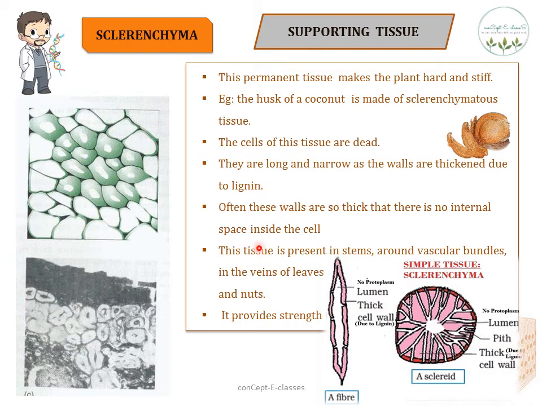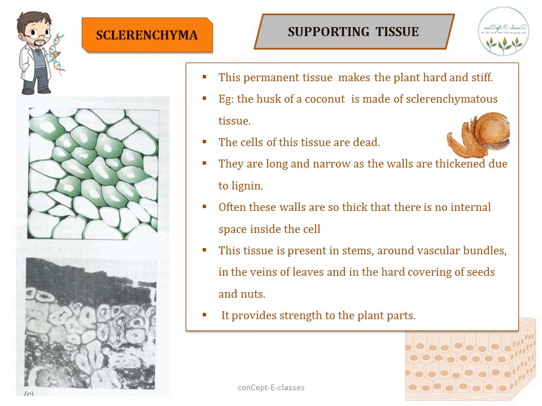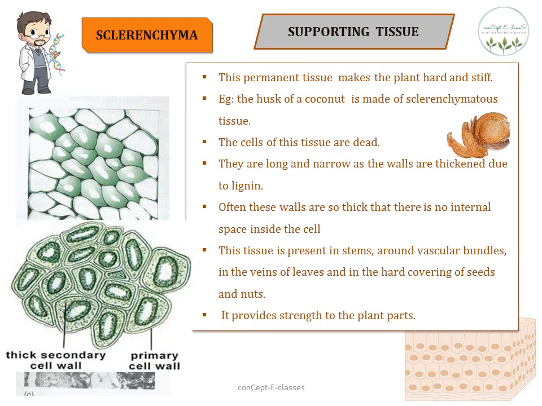Now sclerenchyma cells are of two types, sclereids and fibers. Often these walls are so thick that there is no internal space between cells. That is, there is no intercellular space between these cells. The tissue is present in stems, around vascular bundles, in the veins of leaves, and the hard covering of seeds and nuts. And it provides strength to the plant parts. So the main function of sclerenchyma is to provide strength to the plant parts.